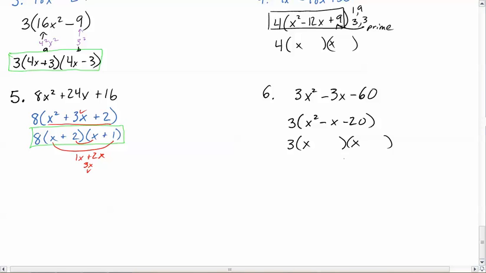x times x is x squared. It's a minus, which means I'm going to need a positive and a negative. And now I need to figure out what two numbers multiply together to give me 20. So I've got 1 and 20, 2 and 10, 4 and 5. The most promising one to me looks like 4 and 5. So let's try the 4 and 5 and check it to make sure we got our signs right and everything. So negative 5 times x, and then 4 times x. Negative 5 plus 4 is negative 1x, which is what it's supposed to be. And so therefore, this is correctly factored. All right, there you go. Move along.